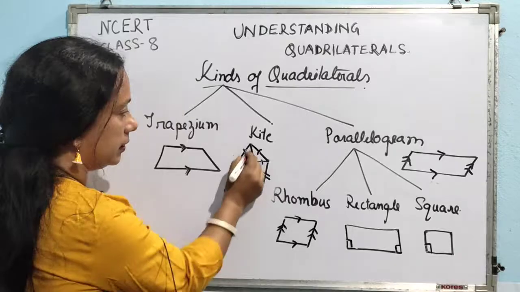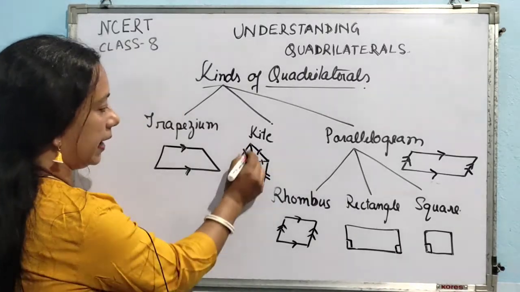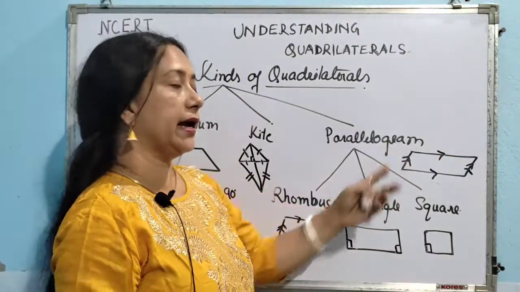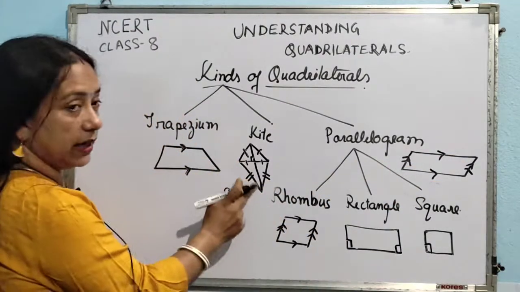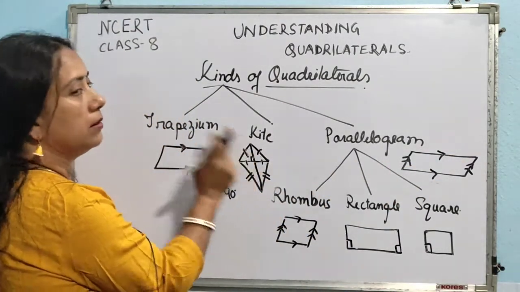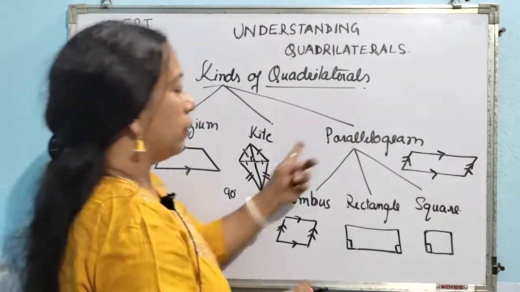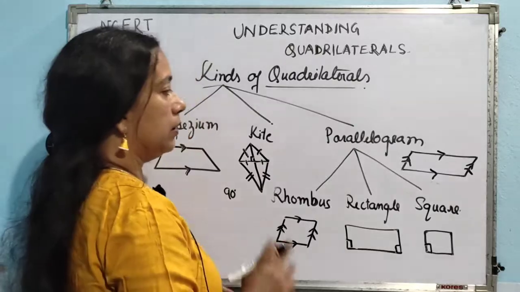Okay, this will, one diagonal will bisect the other. But in case of parallelogram, both the diagonals bisect each other. I am not saying each other. One diagonal will be bisecting the other. Okay, so now coming to parallelogram.